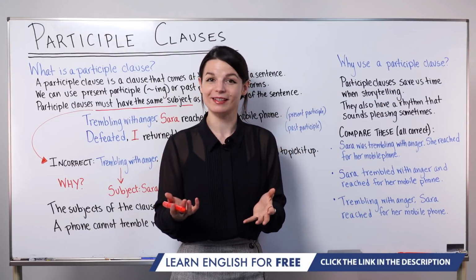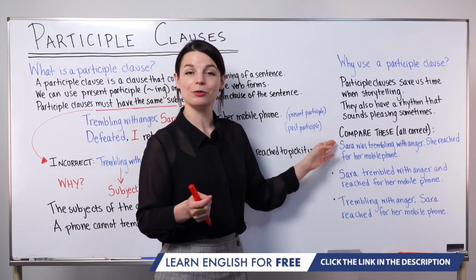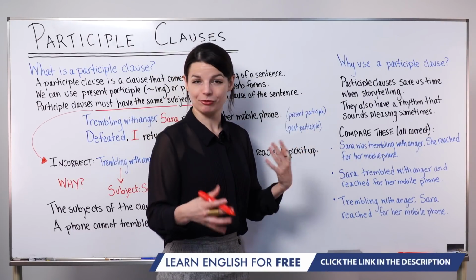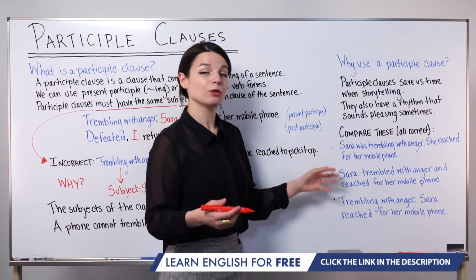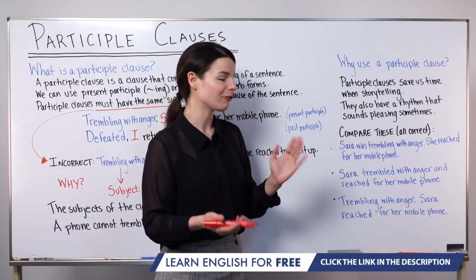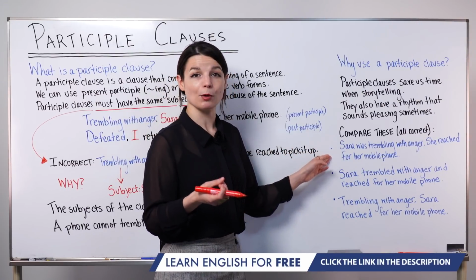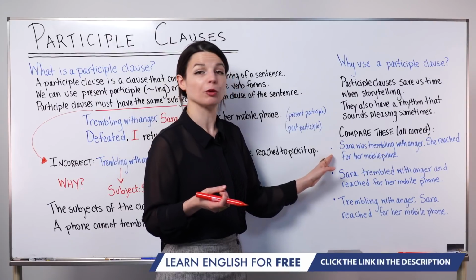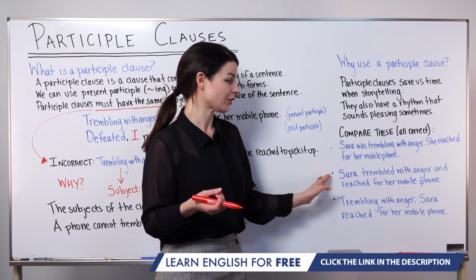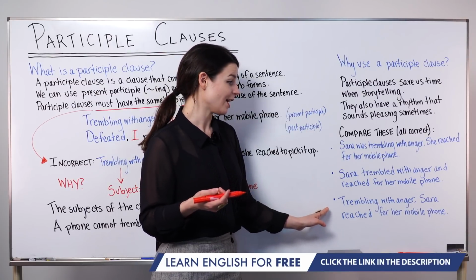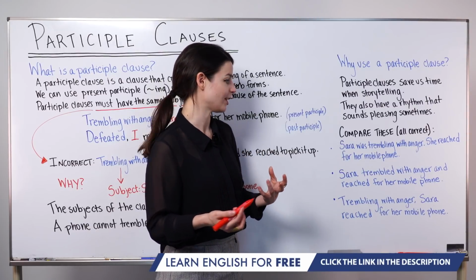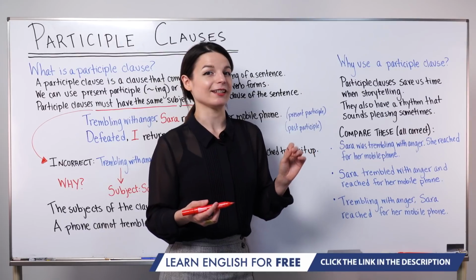So to show some examples of this, I want to compare three sentences. These sentences are all correct. They share the same information, roughly, but they have a few different ways of sharing that information. The storytelling is a little bit different. First, Sarah was trembling with anger. She reached for her mobile phone. Sarah trembled with anger and reached for her mobile phone. Trembling with anger, Sarah reached for her mobile phone. So they have roughly the same information here. Let's look at the differences in these sentences, though.